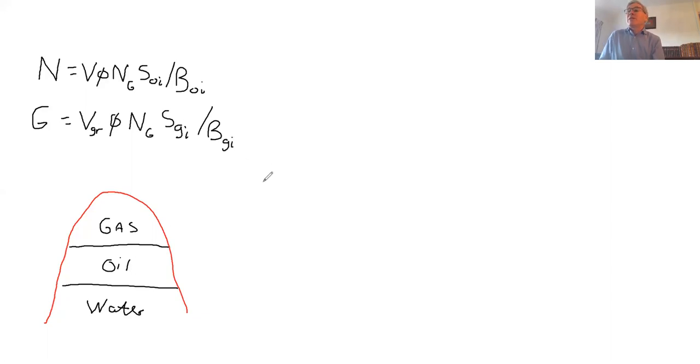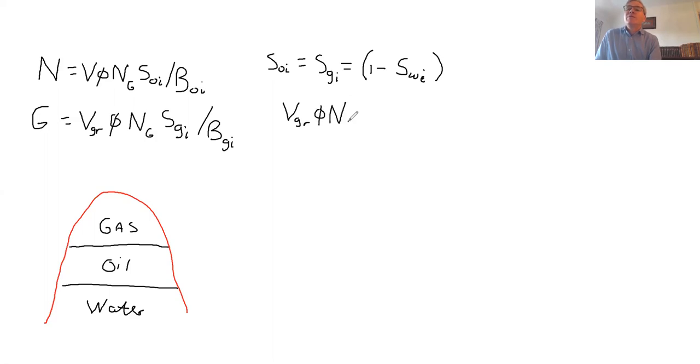Now, let's state some of the assumptions. We're going to write SOI and SGI as being roughly the same, because they're one minus the initial water saturation. So we're going to write this in terms of the initial water saturation. Then we say that the initial volume of gas we have in the gas column, V times net to gross times SGI, divided by what it is for the oil column, is going to equal M.